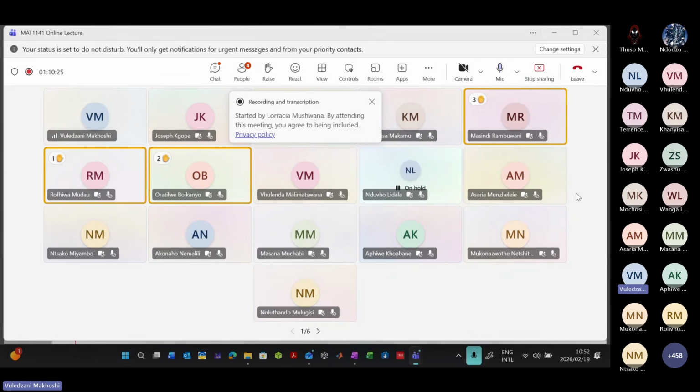Okay, I could see we have Rothuang raising a hand, Ratilwe Wikanyo, and Masindi Ramboa. Rothiwa?